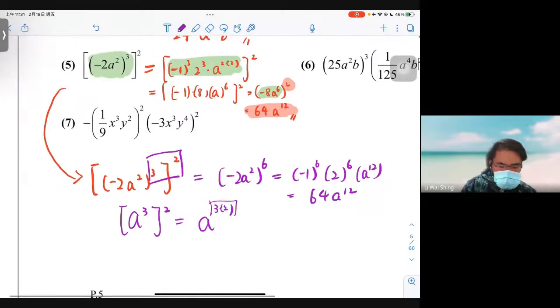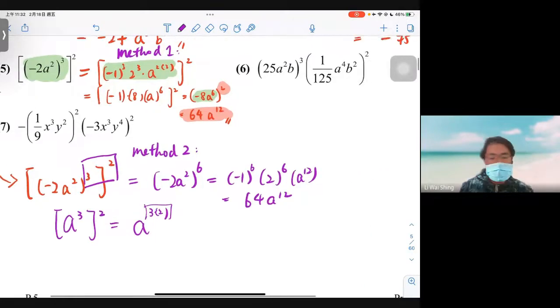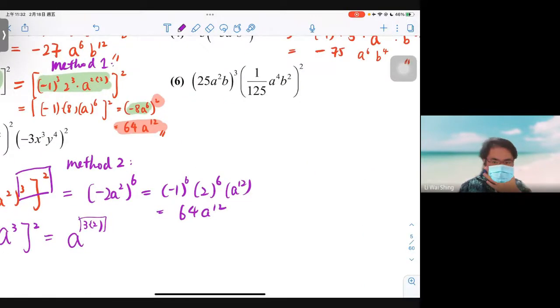You can choose to deal with the things inside, from inside to outside, or you can choose to expand from the outside back to the inside. Both of them are the same. So this is method 1, 由內至外, or method 2, 由外至內. Just a small remark here. Okay, next one, my boy Tony.